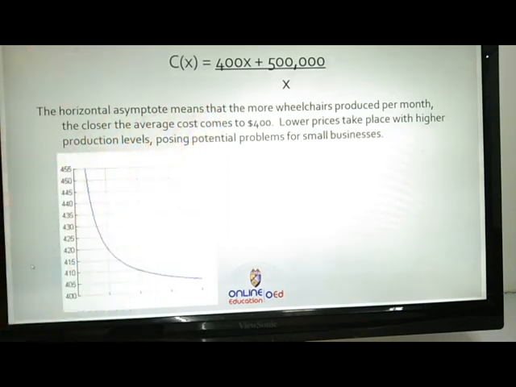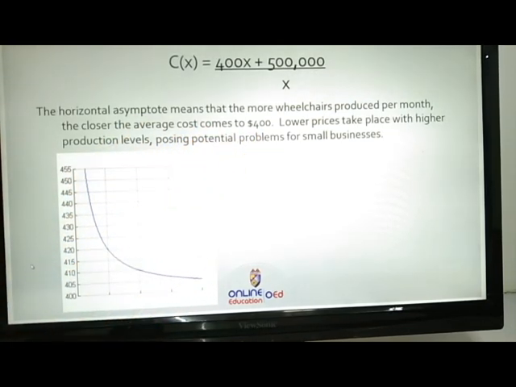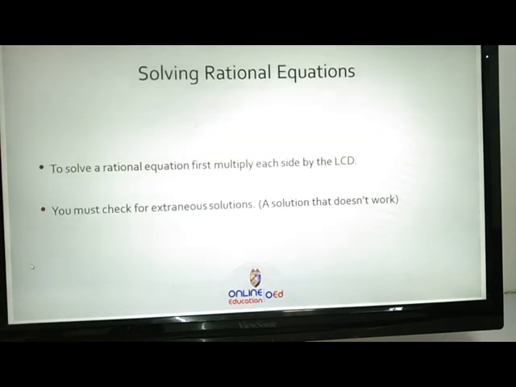Okay, so the horizontal asymptote means that the more wheelchairs produced per month, the closer the average cost comes to 400. So the lower prices take place with higher production levels, so posing potential problems for small business. So that's how you solve the rational equations in problems.